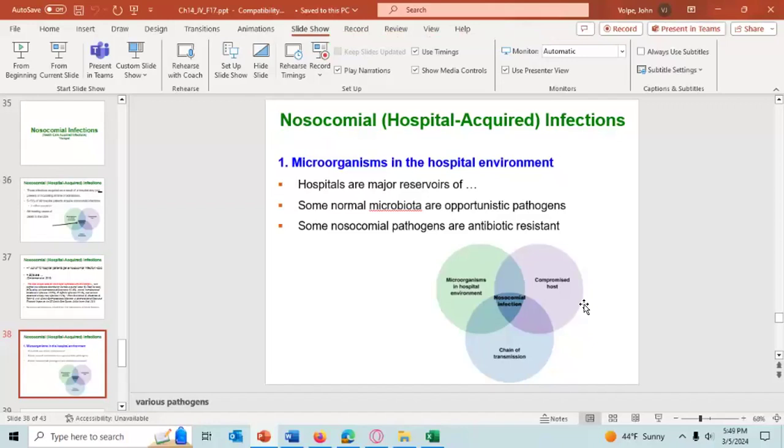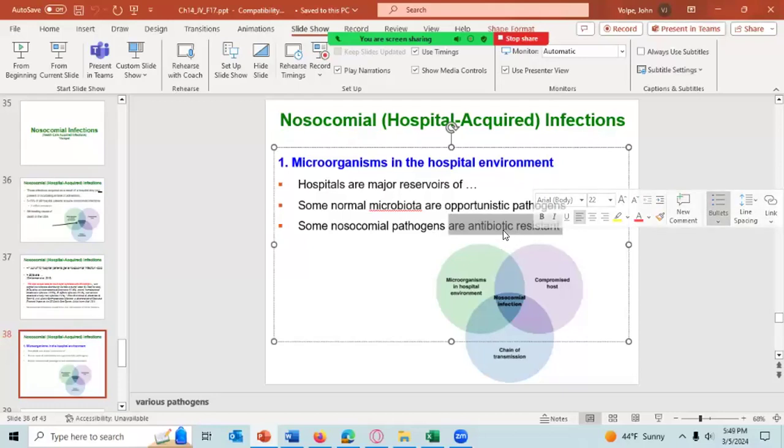So microorganisms are present. Some of the nosocomial infections are actually the normal microbiota that become opportunistic pathogens. And they can be spread by the staff as well as patients or visitors in the hospital. And then some nosocomial pathogens are antibiotic resistant, and that causes a problem.